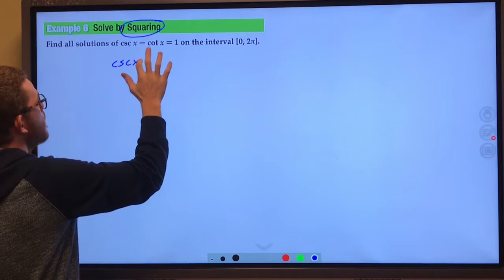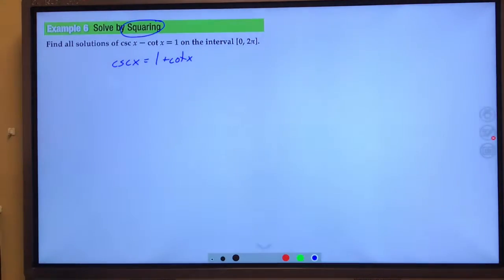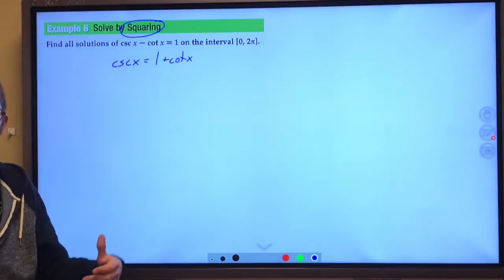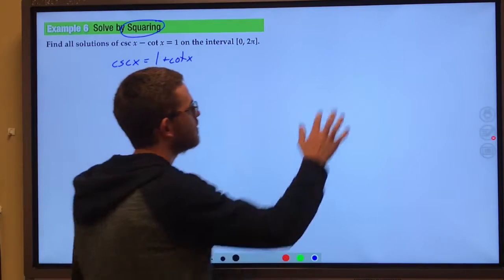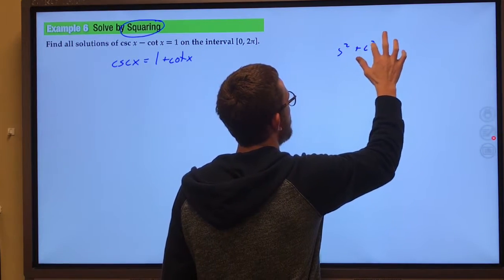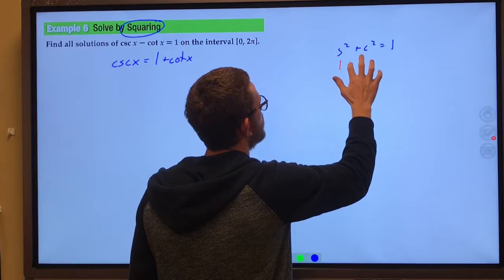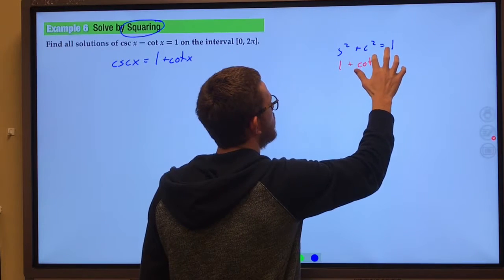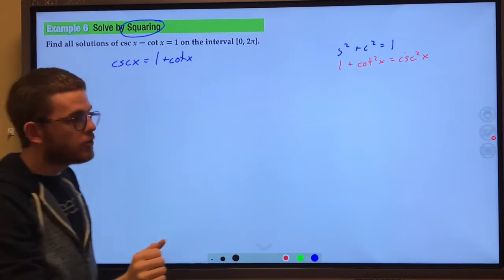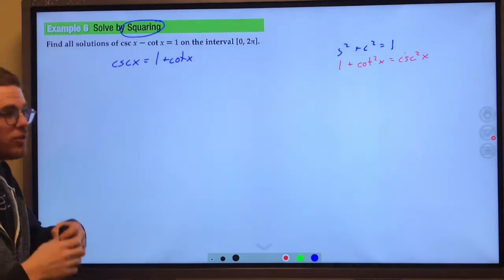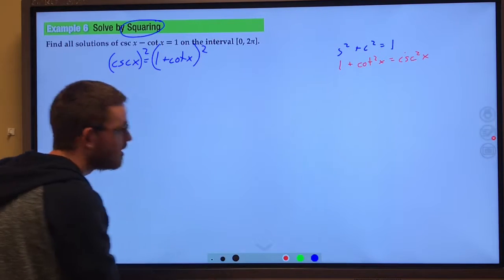I added the cotangent of x to the other side. And notice that cosecant and cotangent, those are both related in their Pythagorean identity. Their Pythagorean identity, of course, would be 1 plus cotangent squared equals cosecant squared. So when we want to relate these, well, maybe we need to square both sides. Maybe that's what we need to do. Maybe that will give us something to work with.